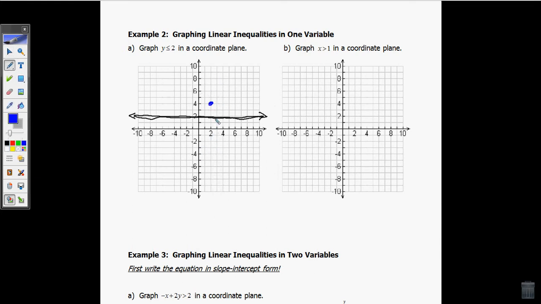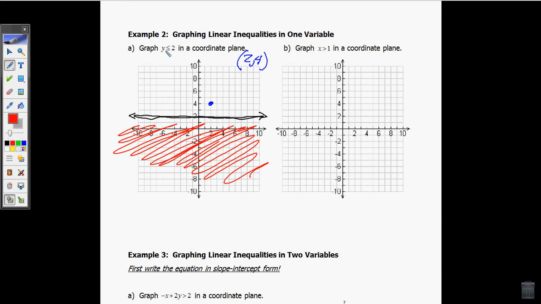And then I'm going to ask, is that test point a solution? So the point 2, 4. I'm going to plug it in. My y value is a 4. Is 4 less than or equal to 2? No, it's not. 4 is greater than 2. So this test point is not a solution. What does that tell me? It tells me that my actual solutions to the graph are all down here.